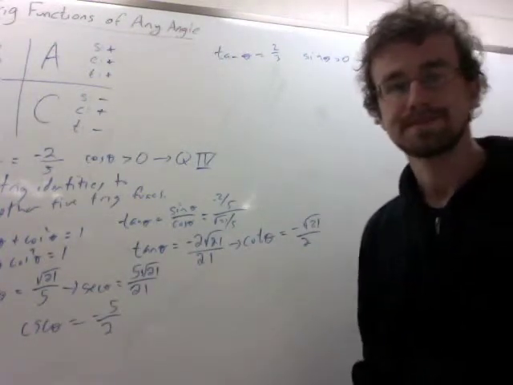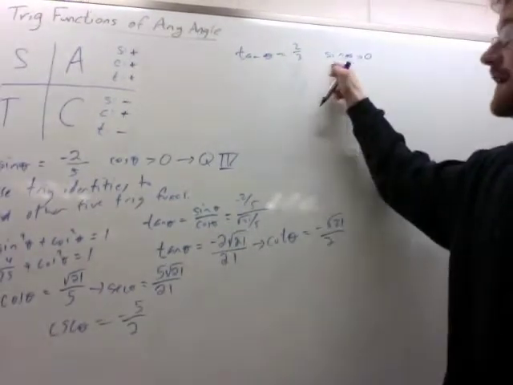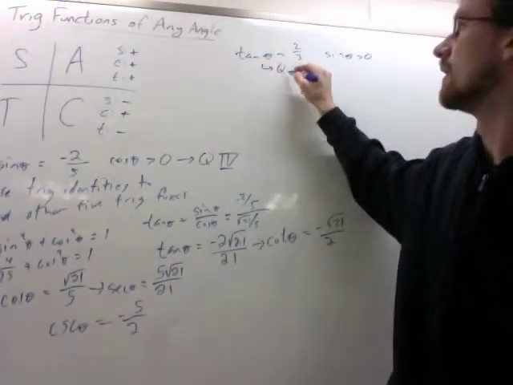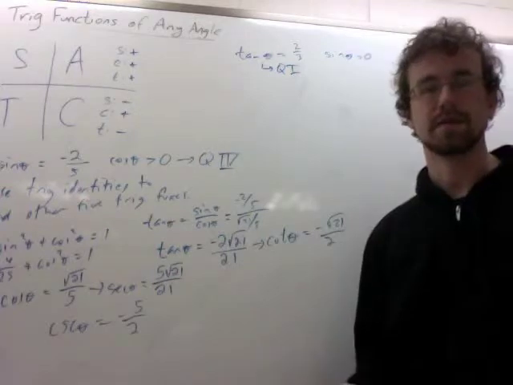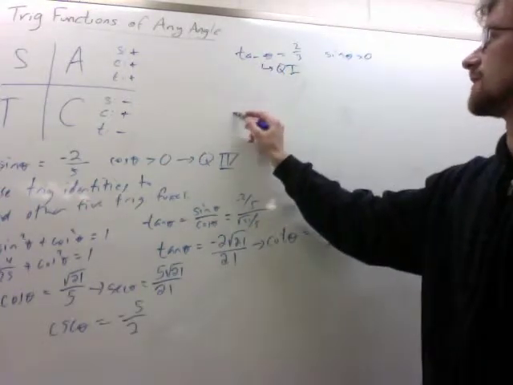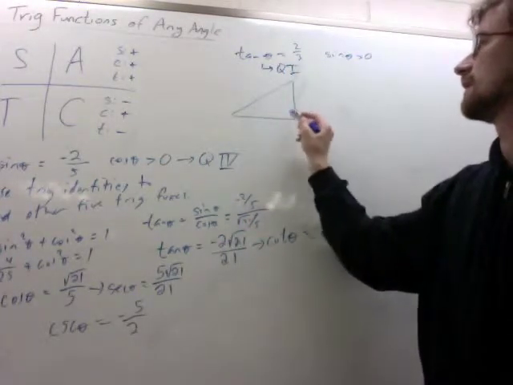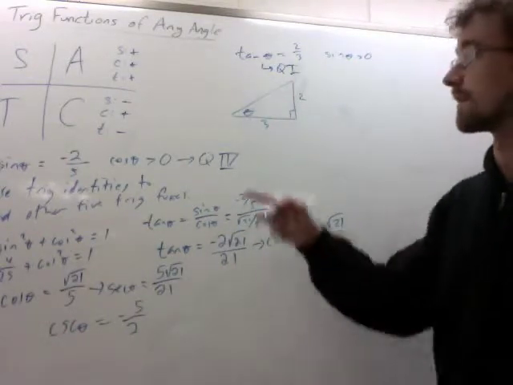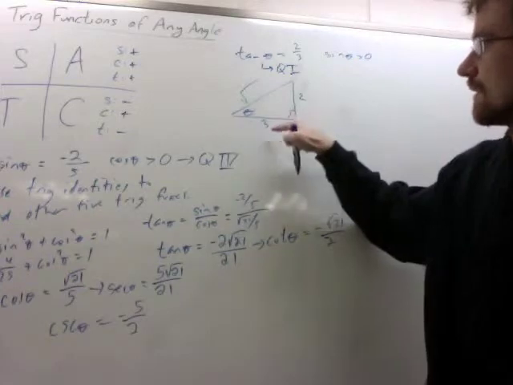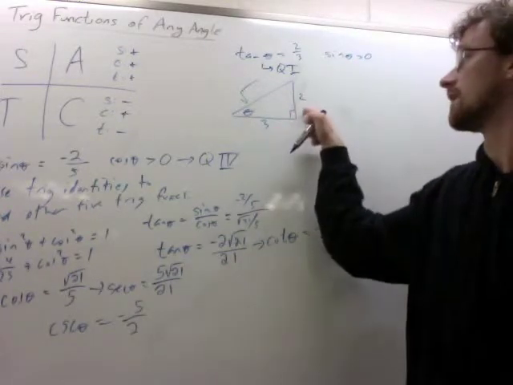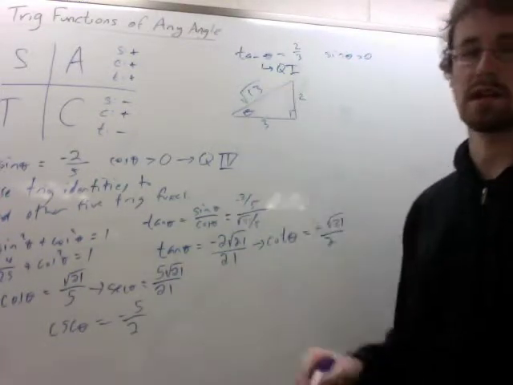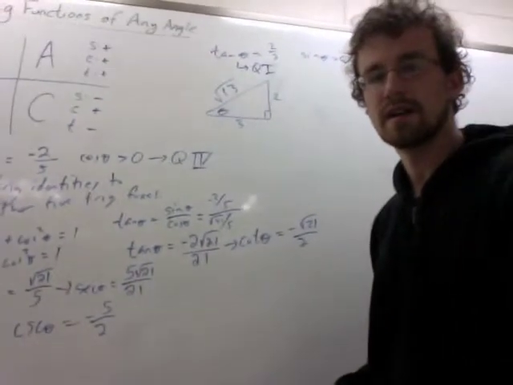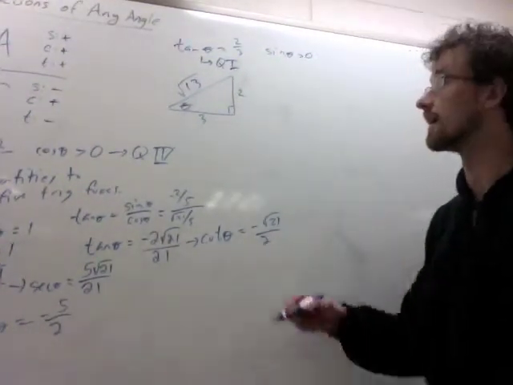Then we know, because these are both positive, we're in quadrant 1, so all our values are going to be positive. If tangent of theta is 2/3, you can draw a triangle. Theta, 2/3. By the Pythagorean theorem, we can see that this side is the square root of 9 plus 4, which is root 13. And then we can just write down all of our trig functions by using that triangle.